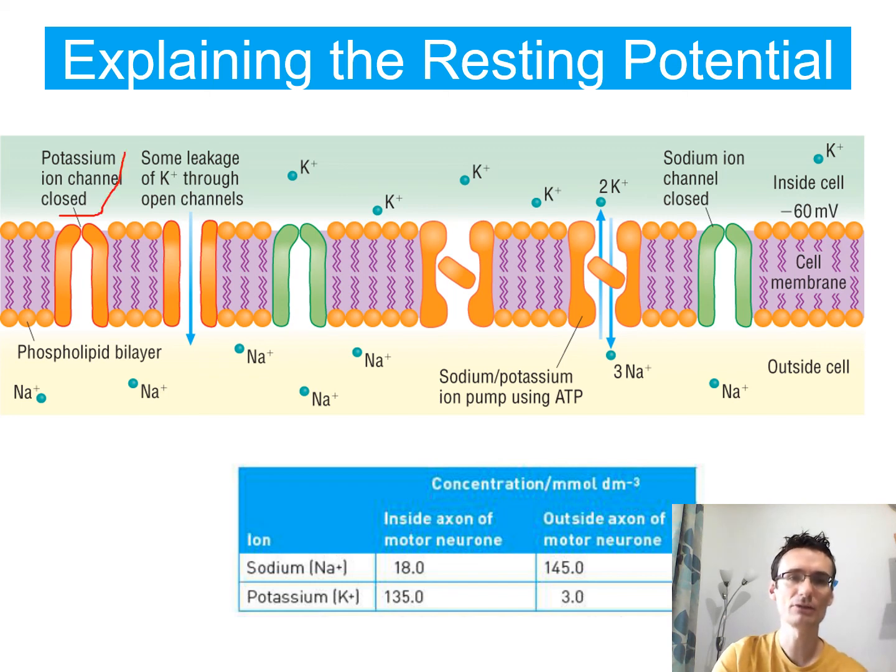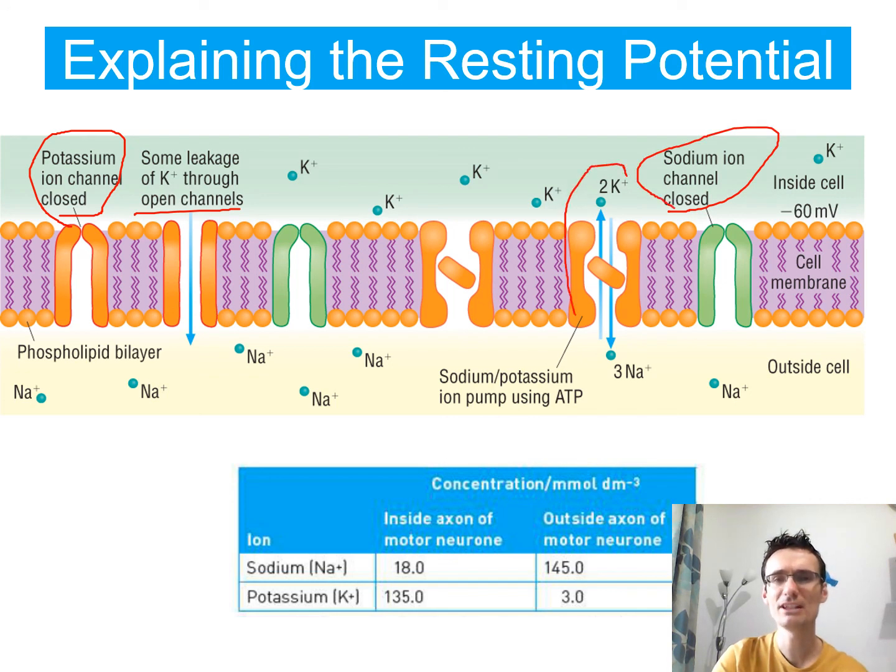So here's just a different way of looking at this, and you can see here you've got the potassium ion channels closed, so the potassium can't move out. Some does leak through, but we don't need to consider that at the moment. Different nerves will have different things to that. The sodium ion channels are closed here too, but this bit is where your movement is happening, so you've constantly got 3 sodium ions moving out for every 2 potassium ions that are moving in. And effectively that sets up this minus 60 millivolts resting potential.